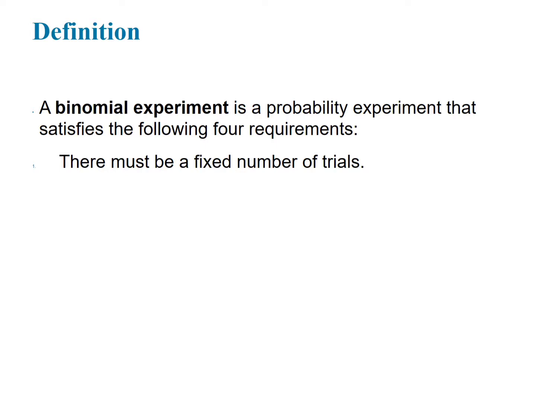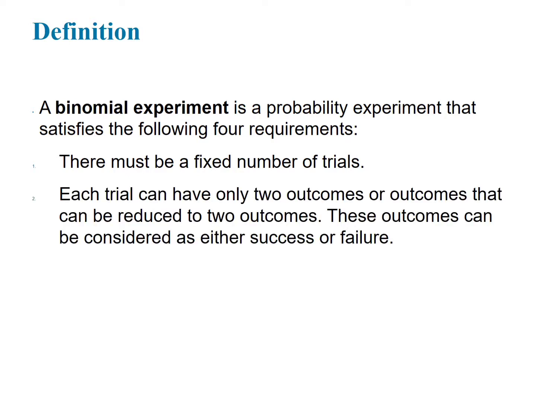So for example, flipping a coin 5 times, I know that I'm going to be flipping the coin exactly 5 times. Each trial can only have two outcomes or reduce to two outcomes, and these two outcomes we are going to call success and failure. So in a sense, flipping a coin only has two outcomes, heads or tails. For example, I care for heads, so I'm asking what's the probability of getting exactly 3 heads. So the success here is heads because that's what I care for, and the failure would be the tails.